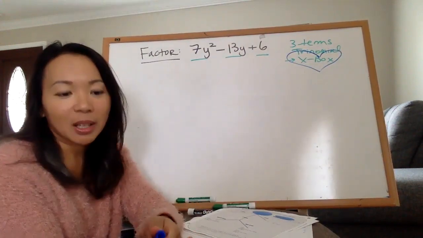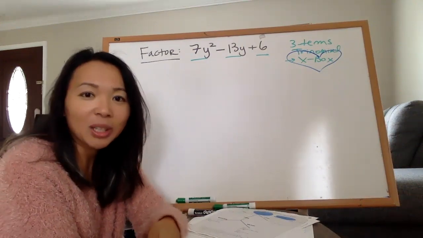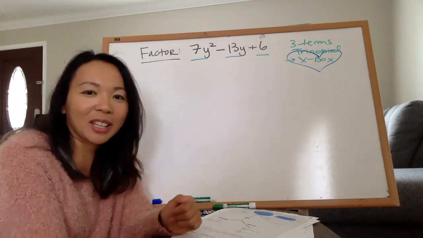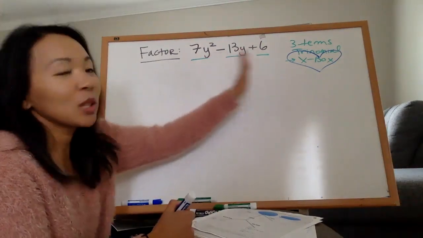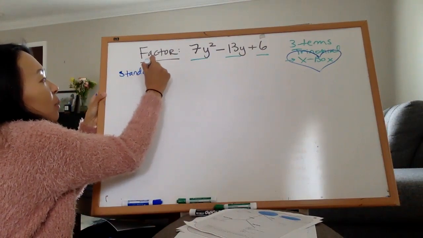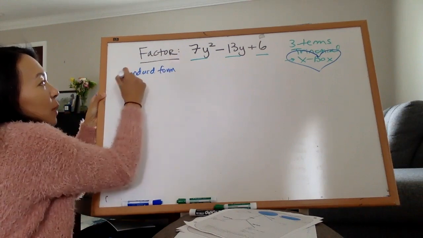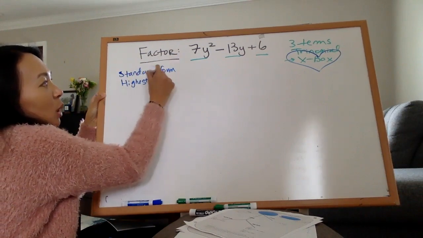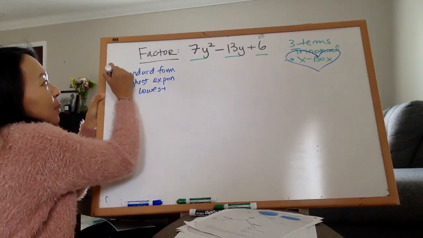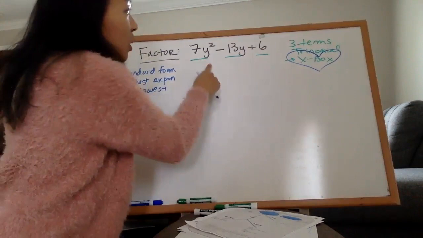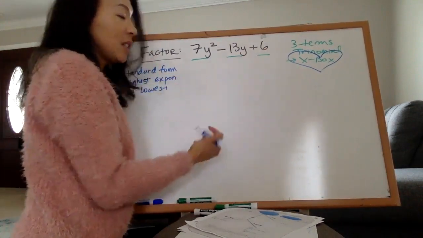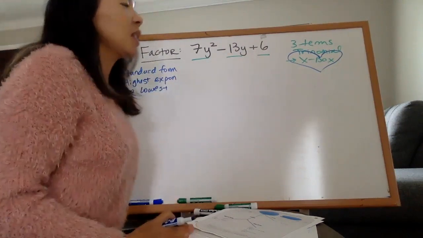If you don't like it and you like the other way that you learned from another teacher, feel free to do whatever works for you. But check this out and see if you like it this way. The first thing I do is make sure that it's written in standard form. Written in standard form means it's written in order from the highest exponent to the lowest. Here is y squared, y, and then there's no exponent. So this is indeed in standard form, so I don't have to do anything about it.